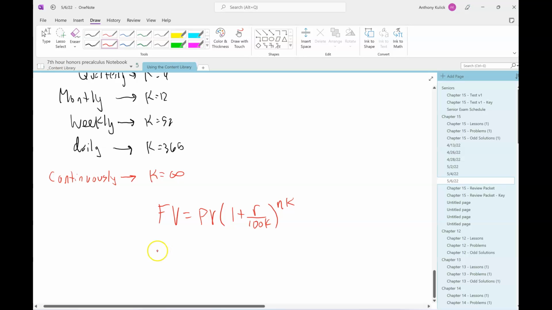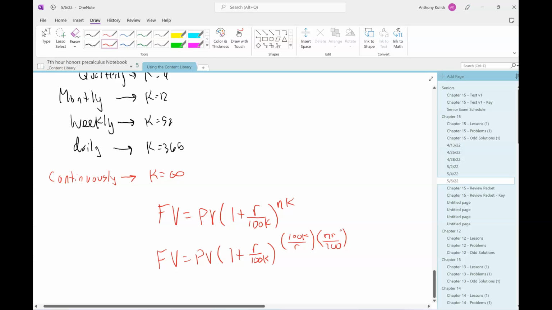And the first thing I'm going to do is just rewrite this in a clever way. I'm going to write the exponent as 100K over R times NR over 100, excuse me.